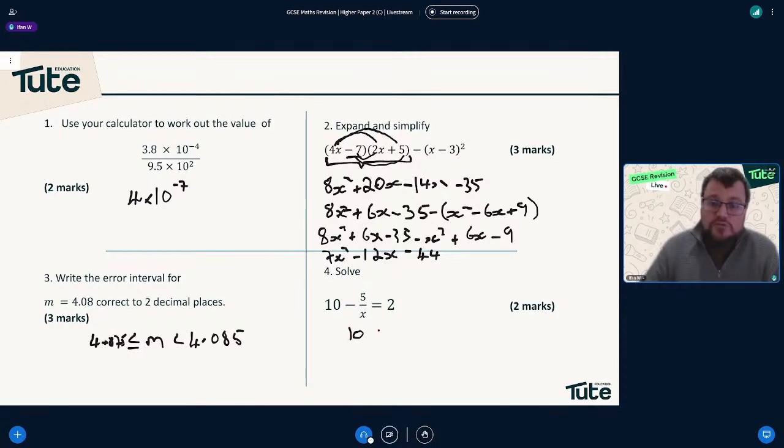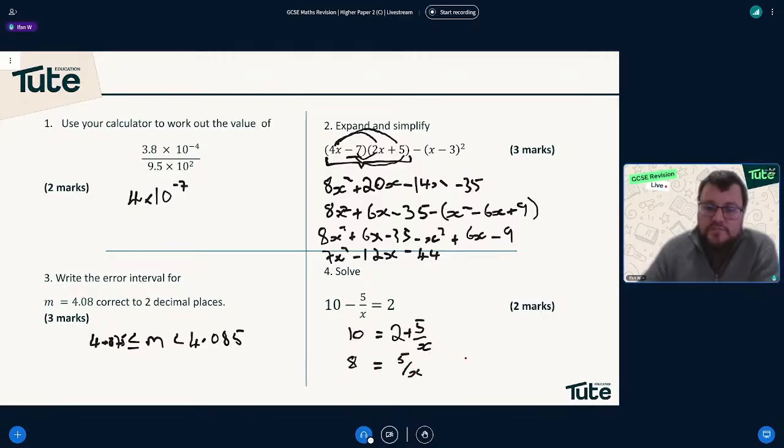So here I'm using the inverse method. So basically I'm inversing until I've got x on one side and a number on the other. So I've inversed the take away 5 over x because it's a negative and I don't like dealing with negatives. Then I'm inversing the 2. So the inverse of positive 2 is negative 2. So 10 take away 2 is 8.